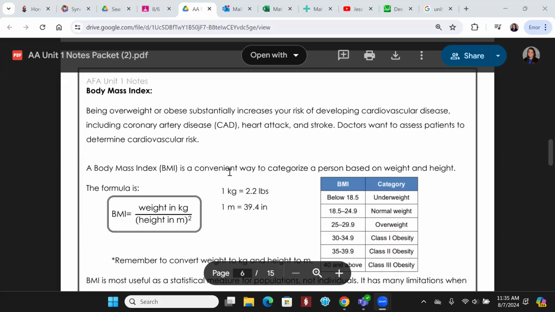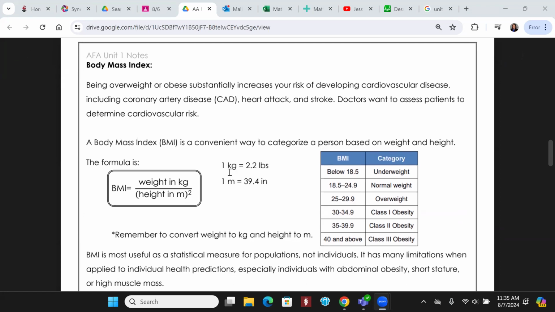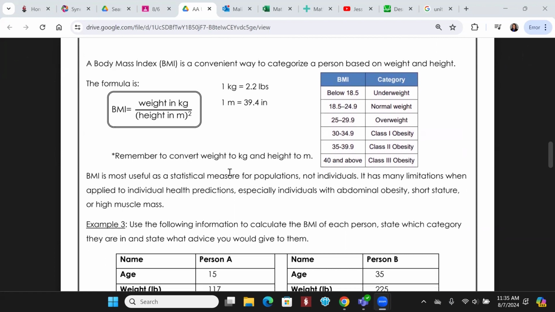Okay, so body mass index. Being overweight or obese substantially increases your risk of developing cardiovascular disease, including coronary artery disease, CAD, heart attack, and stroke. So doctors want to assess patients to determine cardiovascular risk. A body mass index is a convenient way to categorize a person based on weight and height.